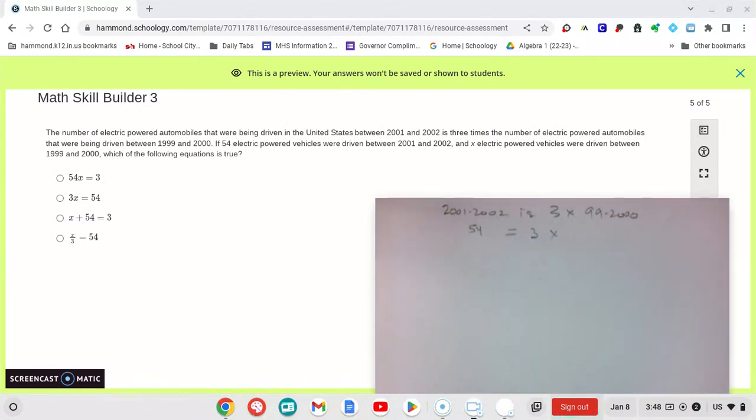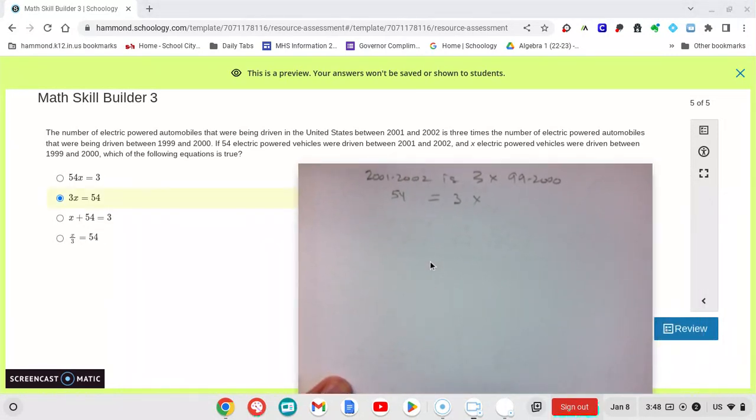So when we write this out in words and then substitute the information from the problem, it solves itself. 54 equals 3 times x. So these are opposite sides of the equal sign, but that's the same equation, same statement.